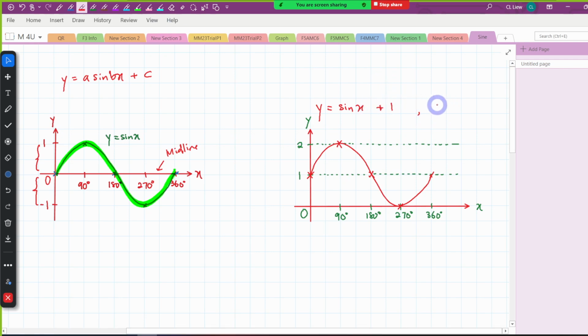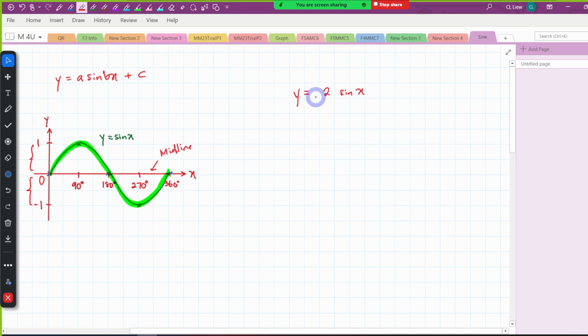So let's say the range requested by the question is from 0 degree to 360 degree. If the given range is in degree, we label the axis in degree. If the given range is in radian, then we will be labeling all these axes with radian. So this is pi over 2, this is pi, this is 3 over 2 pi, and this is 2 pi. Depends on the question. For this video, I will use degree to show you all the graphs, because I think using degree is easier for you to understand.